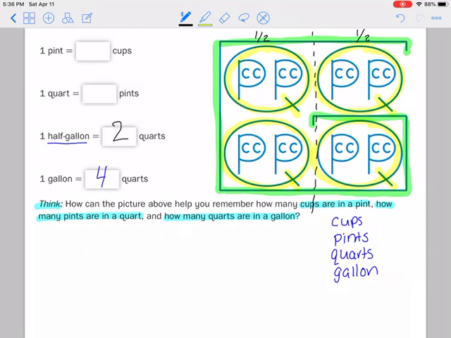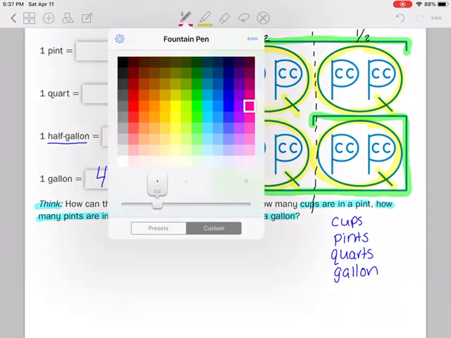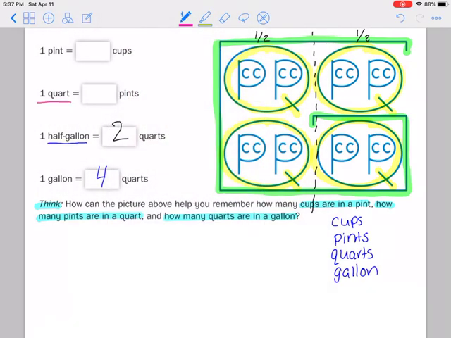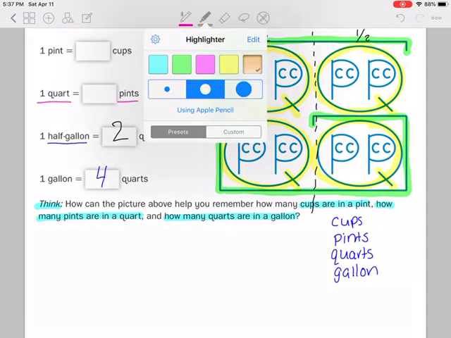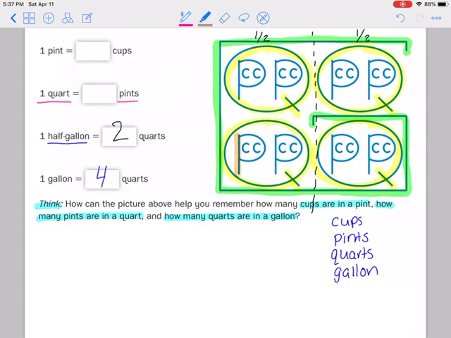All right, now they're asking, for 1 quart, how many pints? So now I'm going to look at inside just one of those Q's. And I notice that there are 2 P's inside of that Q. So that must mean that there's 2 pints for every quart.